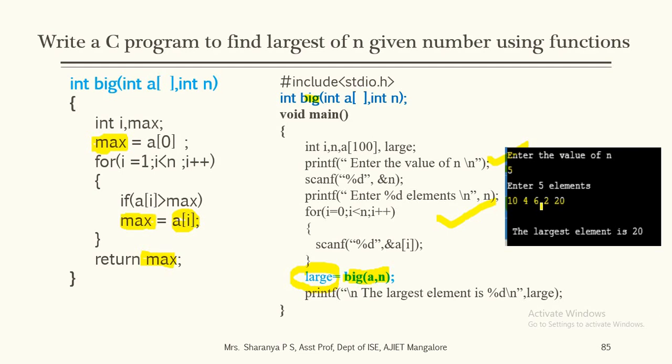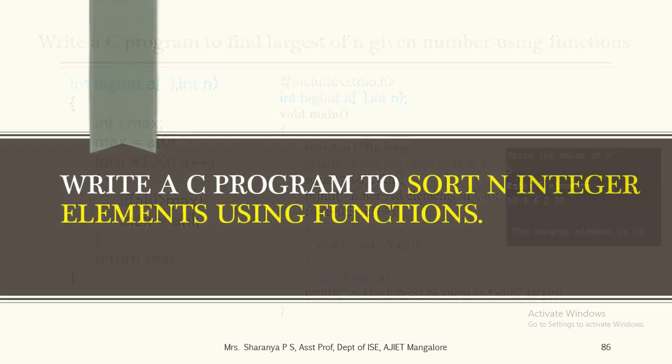6 is greater than 10, no, condition is false. 2 is greater than 10, no, condition is false. Finally, it checks 20 is greater than 10, yes, condition is true. So it will set max equal to a of the ith location, that is, the content is 20 with the i value equal to 5. So now finally the max value will be returned back to the main function. Next, write a C program to sort n integer elements using a function.